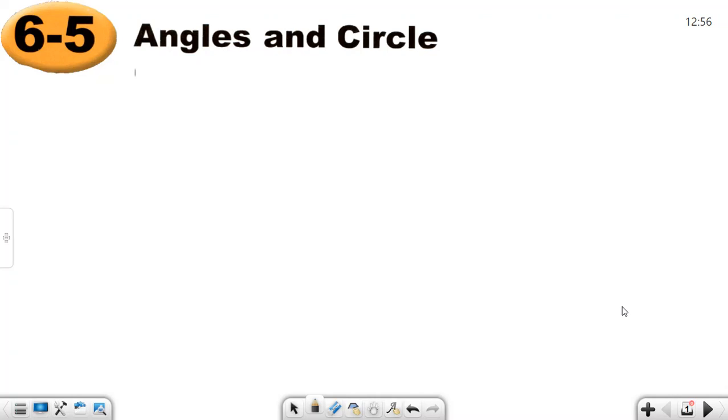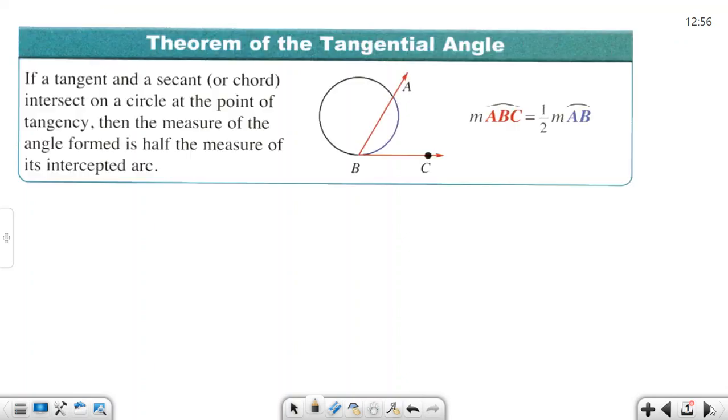Angles and circles, 6.5. In this video we will talk about the relation between angles and circles. First one, theorem of the tangential angle. As you see, BC is the tangent here. So if you draw an angle on this tangent, where B is the intersecting point of the circle and tangent, all the time the measure of the angle is half of the arc that stays inside the angle.